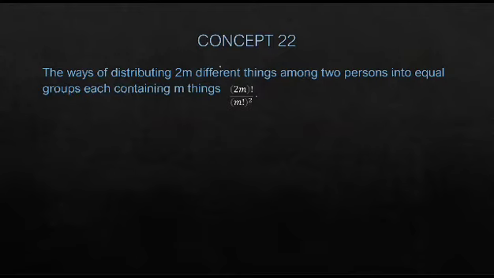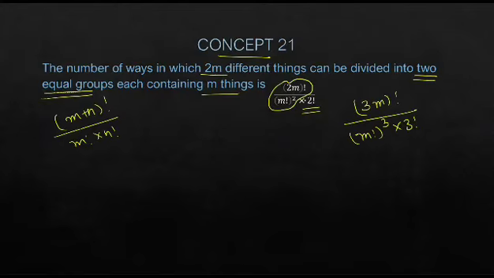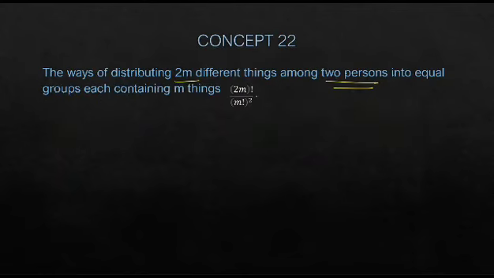Now concept number 22: the ways of distributing 2m different things among two persons into equal groups, each containing m things. The situation is exactly the same, just that here we were normally dividing into two equal groups, and now we have included two persons. Persons are distinct, so they have to be different, and there will be 2 factorial ways of arrangement. In the previous case it was 2 factorial, but now since we have two persons, we'll cancel them out. That is why we'll be left with just this particular formula.